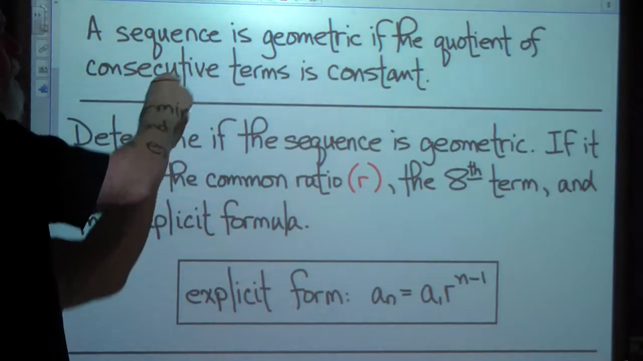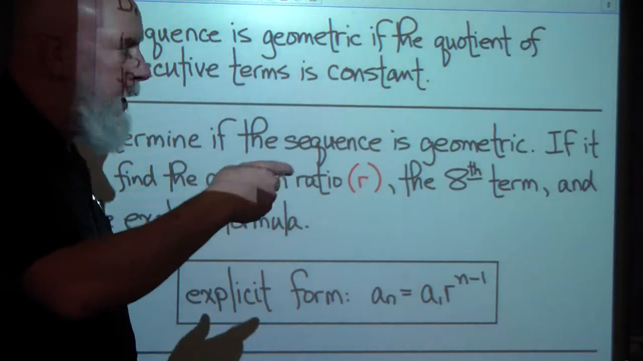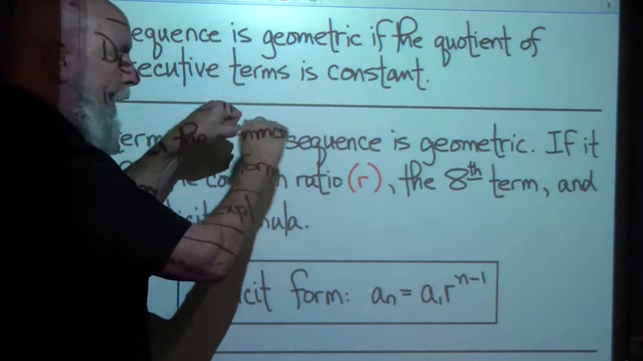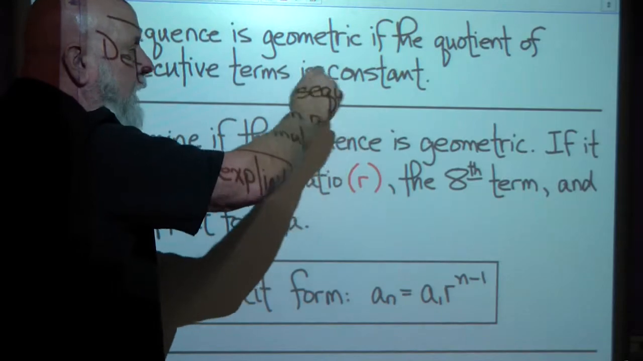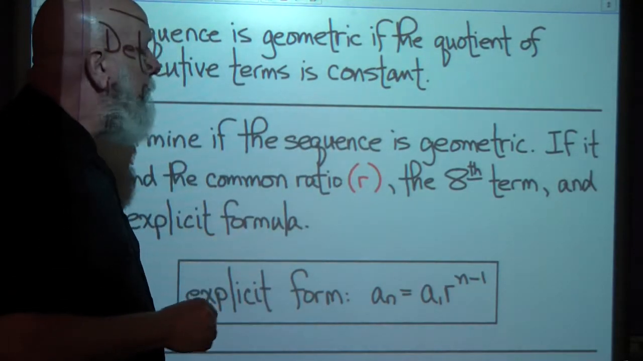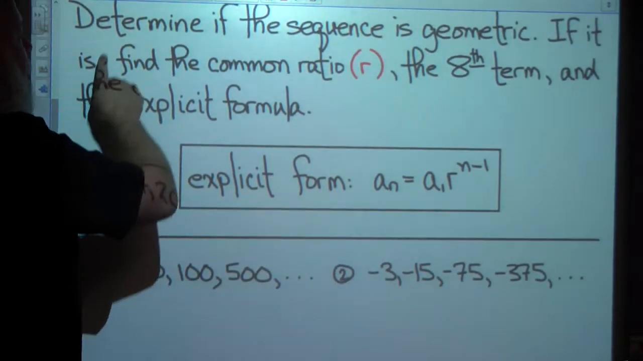A sequence is geometric if the quotient, that means you're dividing, of two consecutive terms, those are the terms right next to each other, is constant. If you divide the terms and you get the same number every single time, then your sequence is geometric. So that's what we're going to do here. We're going to be checking that.